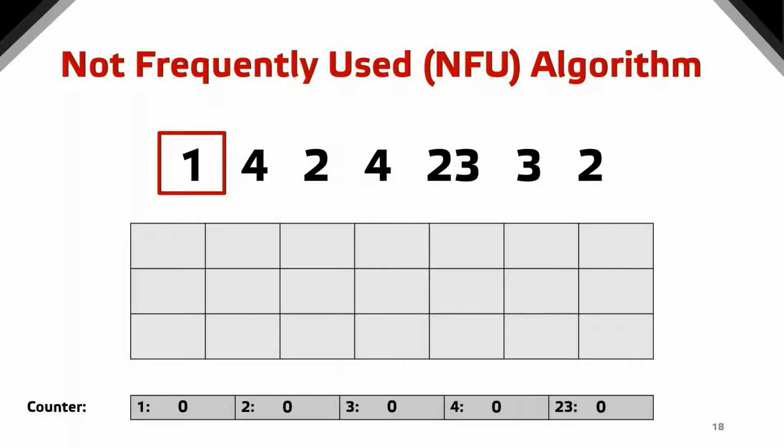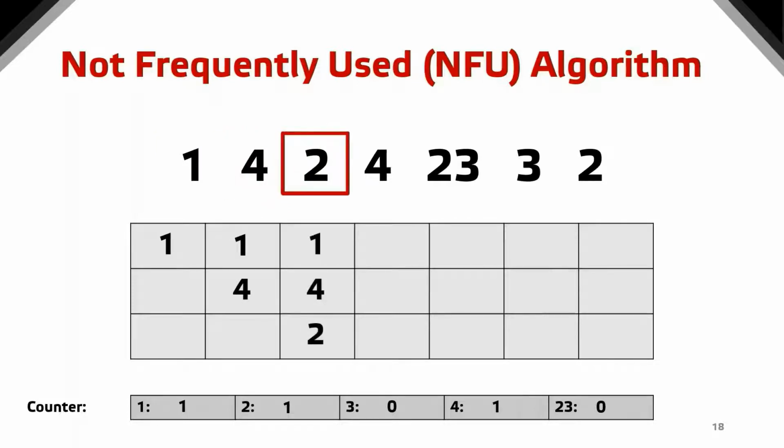Now let's observe our algorithm on a real example. We have an initially empty, three-sized page table. First of all, we reference page 1. It is not in our page table, so we get a page fault and we increase the counter of page 1. The same actions happen for page 4 and for page 2. The next referenced page is 4, but it is already present in our page table. First we get a page hit and we increase the counter of page 4.